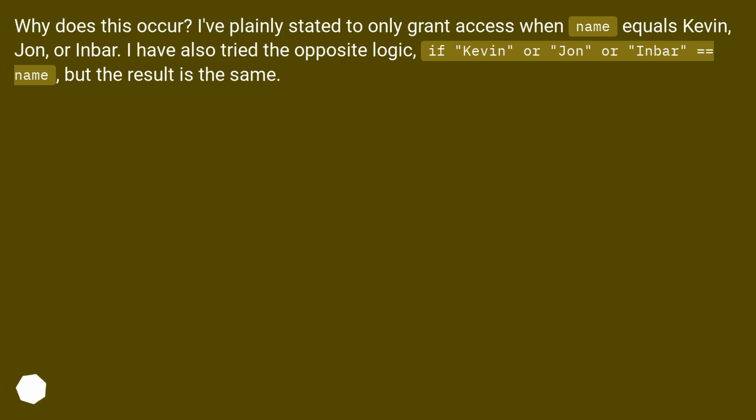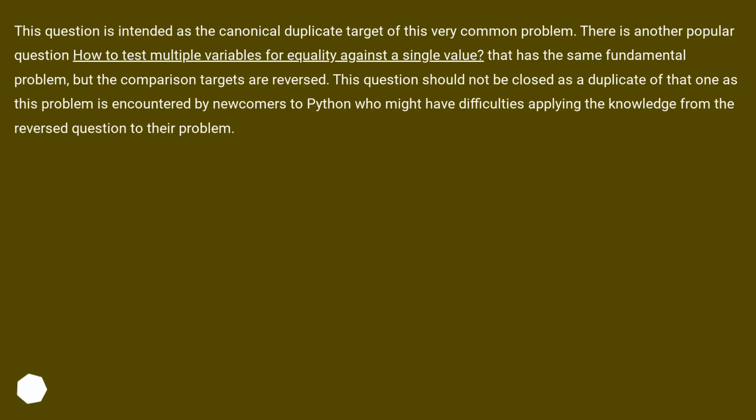Why does this occur? I've plainly stated to only grant access when name equals Kevin, John, or Inbar. I have also tried the opposite logic, if Kevin or John or Inbar equals name, but the result is the same. This question is intended as the canonical duplicate target of this very common problem.